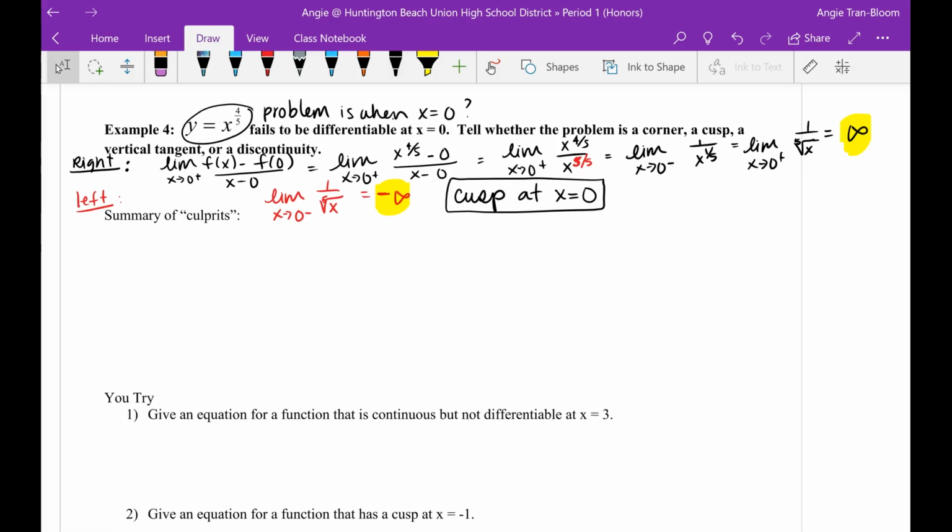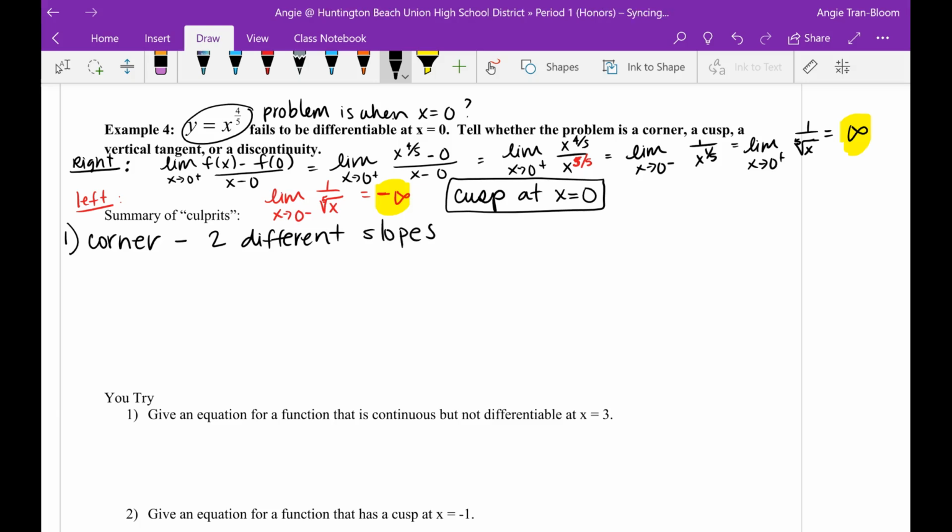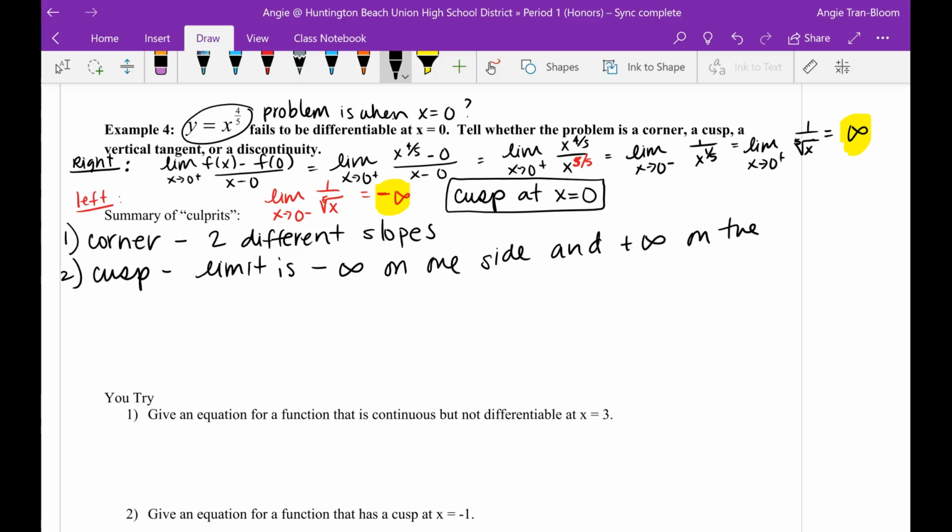Summary of the culprits. Okay, 1, you're going to have a corner if you have 2 different slopes. You're going to have a cusp. Oops, that's CUSP, if your limit is negative infinity on one side and positive infinity on the other side.